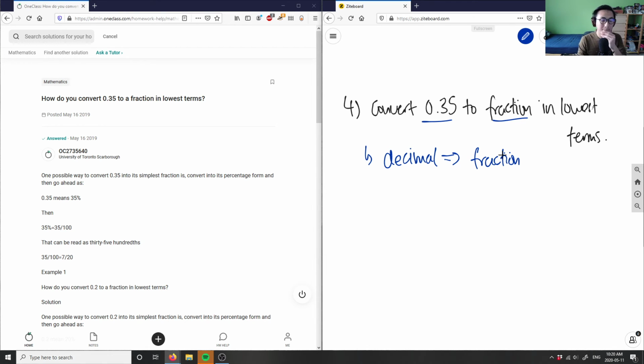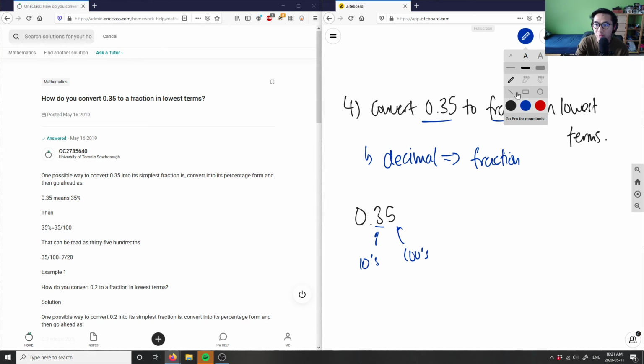So how do we do this problem here? Decimal to a fraction. Well, I'm going to look at my decimal here first. We already analyzed what a decimal is in the previous question. But as you can see, we have 0.35. My first place here is my tenths digit, and this guy here is my hundredths digit, right? So the last digit here will determine my denominator for my fraction.